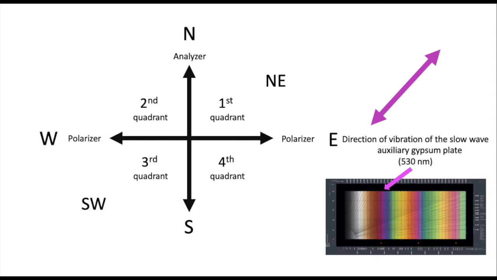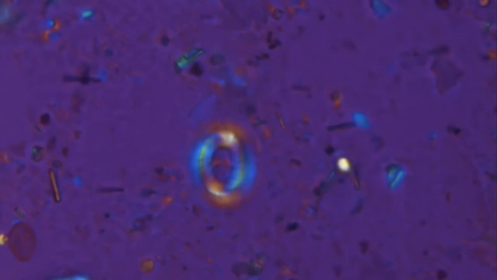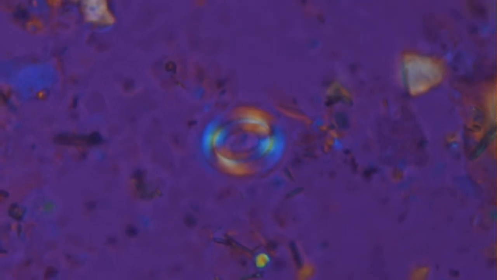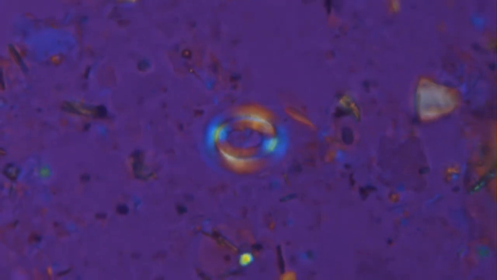In this position, the gypsum plate produces a retardation of 530 nanometers, which corresponds to the first order purple in the Michel-Levy chart. So, when inserted, the gypsum plate gives a purplish color to the otherwise black color of extinction in cross polars. But it also gives bluish and yellowish colors to opposite quadrants.